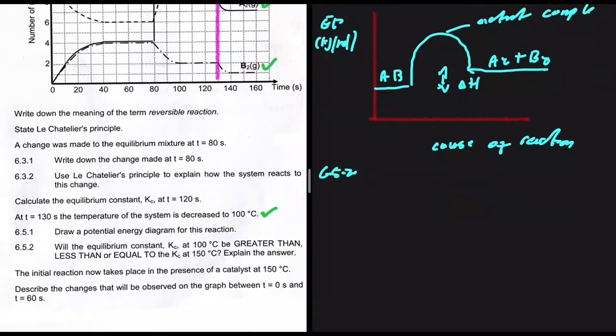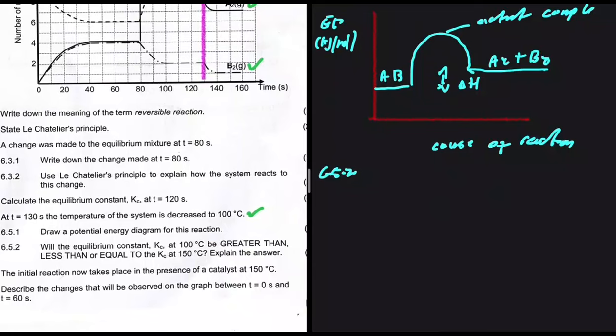6.5.2: will the equilibrium constant Kc at 100 degrees Celsius be greater than, less than, or equal to the Kc at 150 degrees Celsius? Explain the answer. It will be less than. Let's explain why. It will be less than because when the temperature is decreased, at 100 degrees Celsius, we're going to have less product compared to at 150.